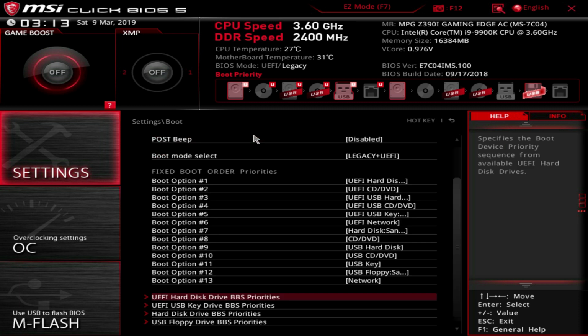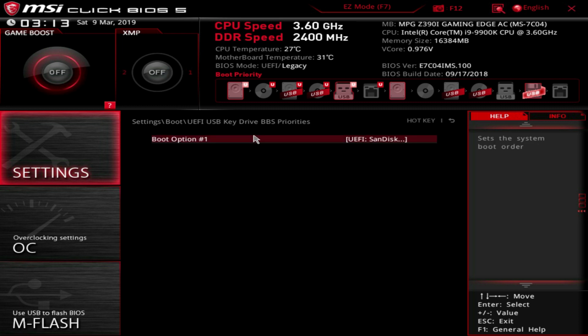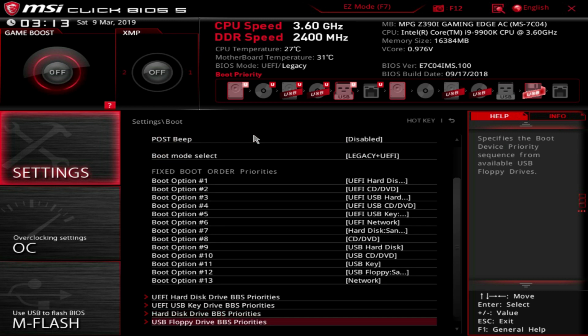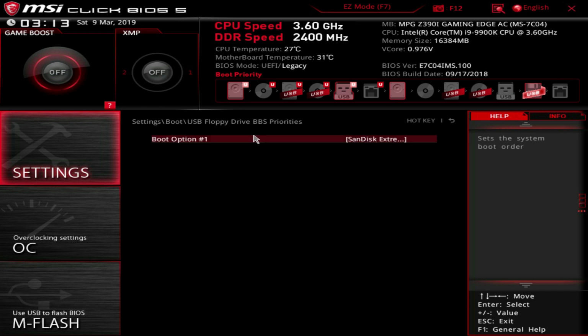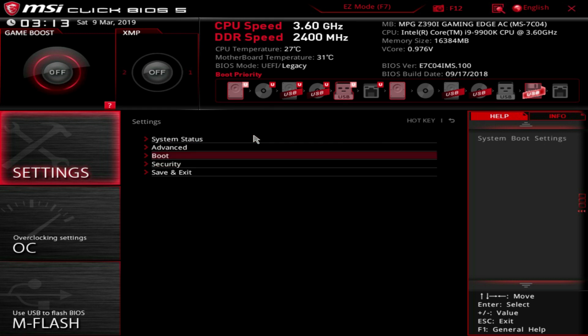So you can choose which drives have priority, USBs have priority, hard disks, floppy drives have priority as well. So that's all very standard.